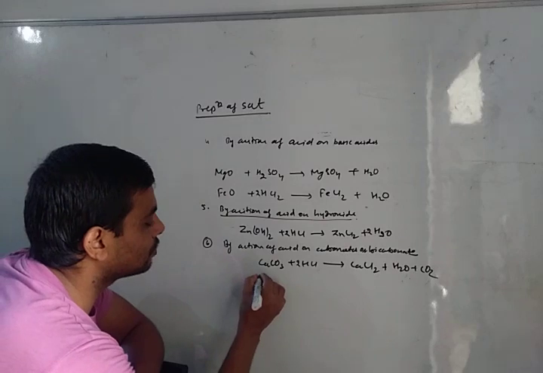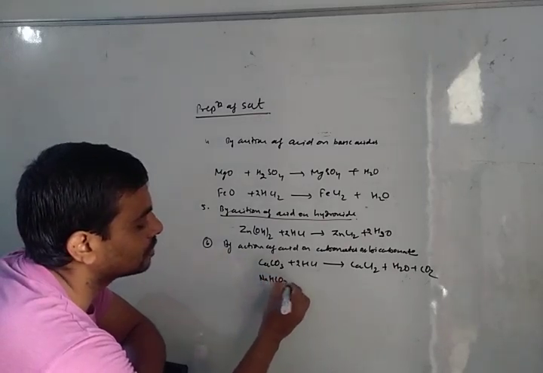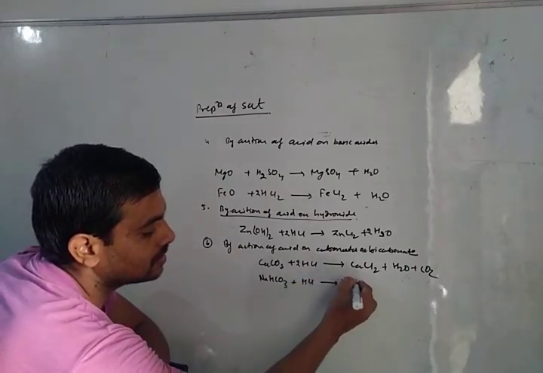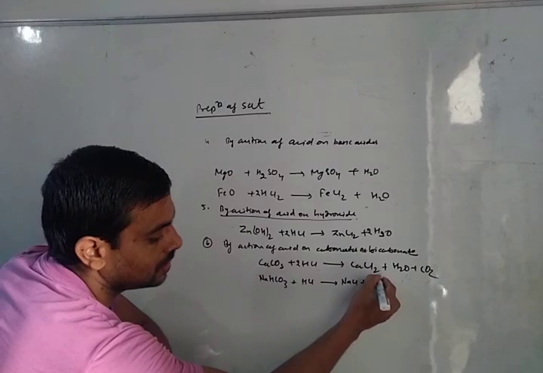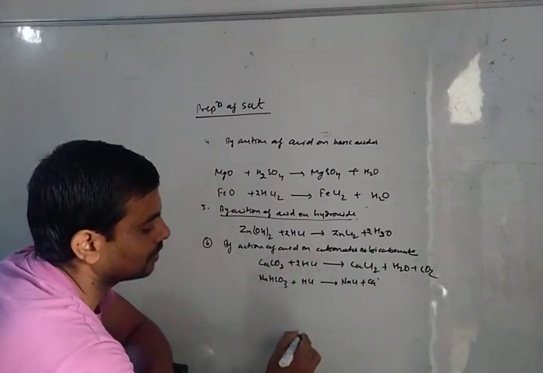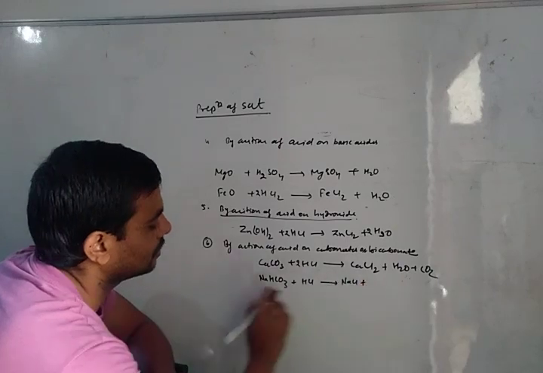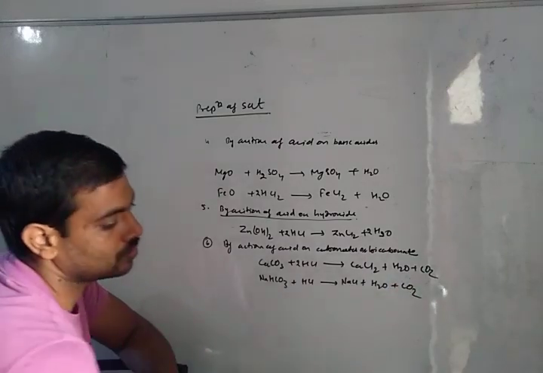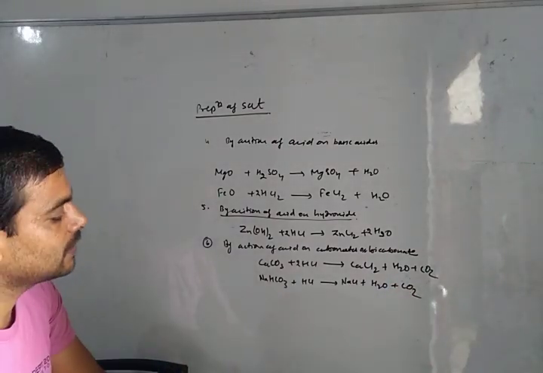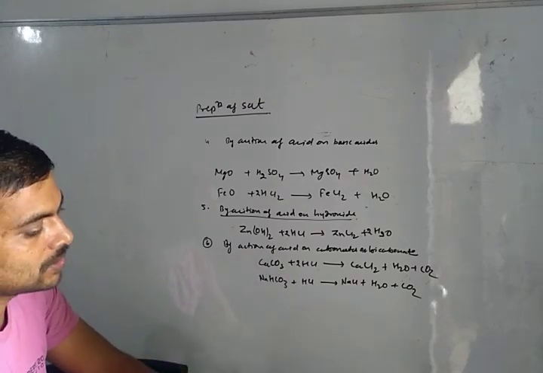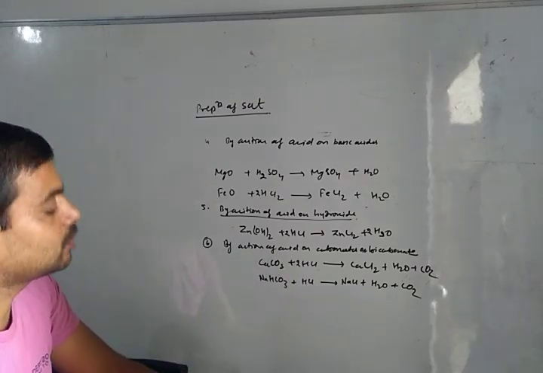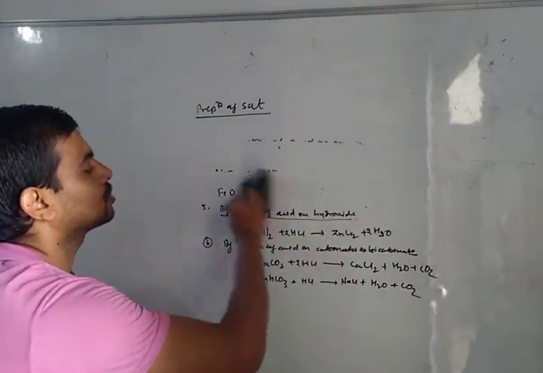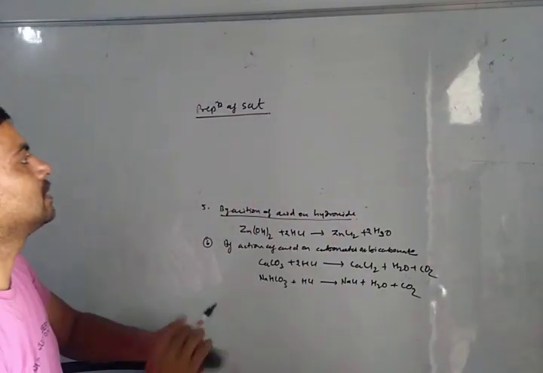Again, sodium hydrogen carbonate, NaHCO3, treated with HCl forms NaCl plus H2O plus CO2. This becomes very easy to understand. So this is the mechanism by which we can do it. Now the displacement of metal. The seventh method for the preparation of salt is displacement of metal.